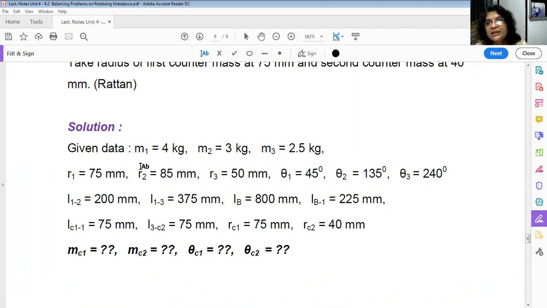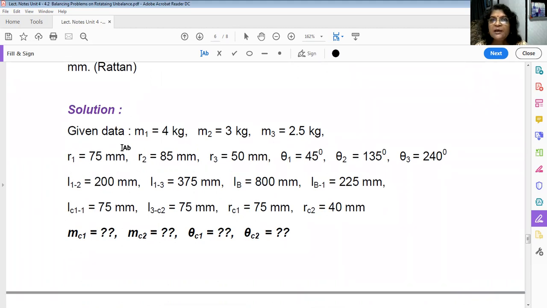So what's the given data? M1 is given, M2 is given, M3 is given. Okay. Then their distances are given. That means eccentricity R1, R2, R3. Their angular positions are given. That is theta1, theta2, theta3. Okay. 45, 135 and 240 degrees.